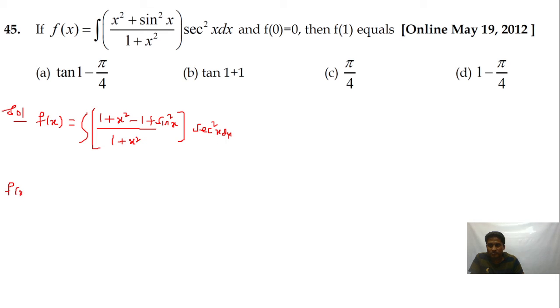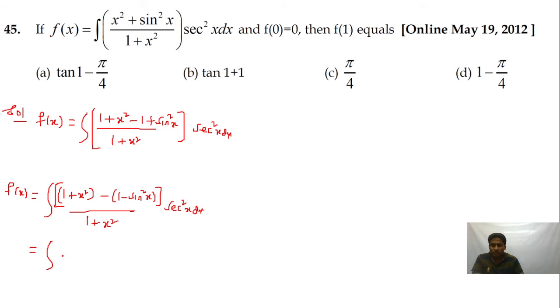F of x is equal to integration of 1 plus x square. Take minus common. This is 1 minus sin square upon 1 plus x square, and then you get this as sec square x dx. So this is 1 plus x square. 1 minus sine square is cos square. Cos square upon this is 1 plus x square. Okay, and then sec square x dx.